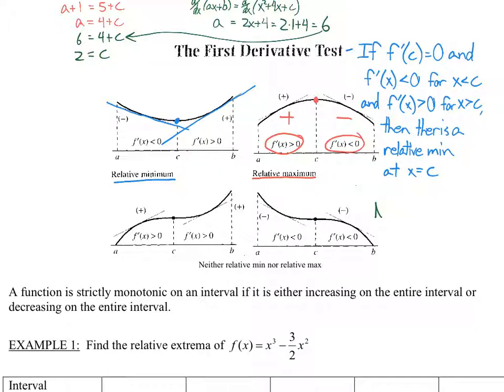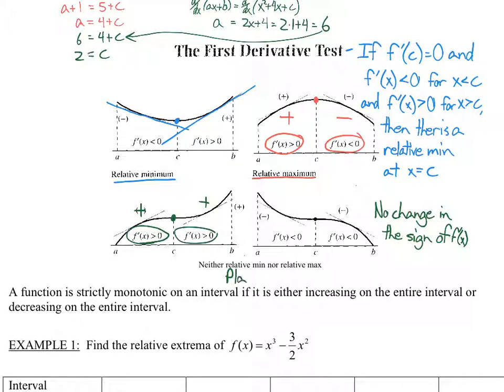So f prime of c still equals 0, but there is no change in the sign of f prime of x. You'll notice here positive and positive, no change of sign. It is not a relative min, nor is it a relative max. What do we call that? Plateau.